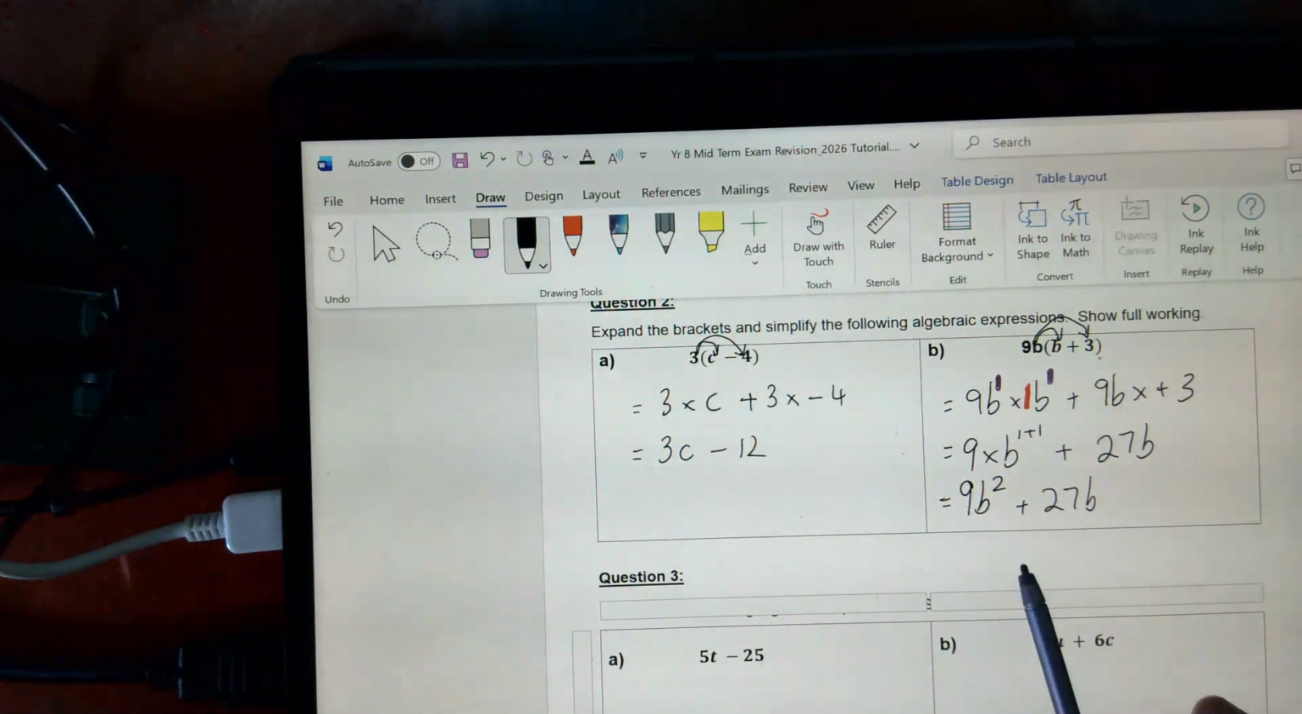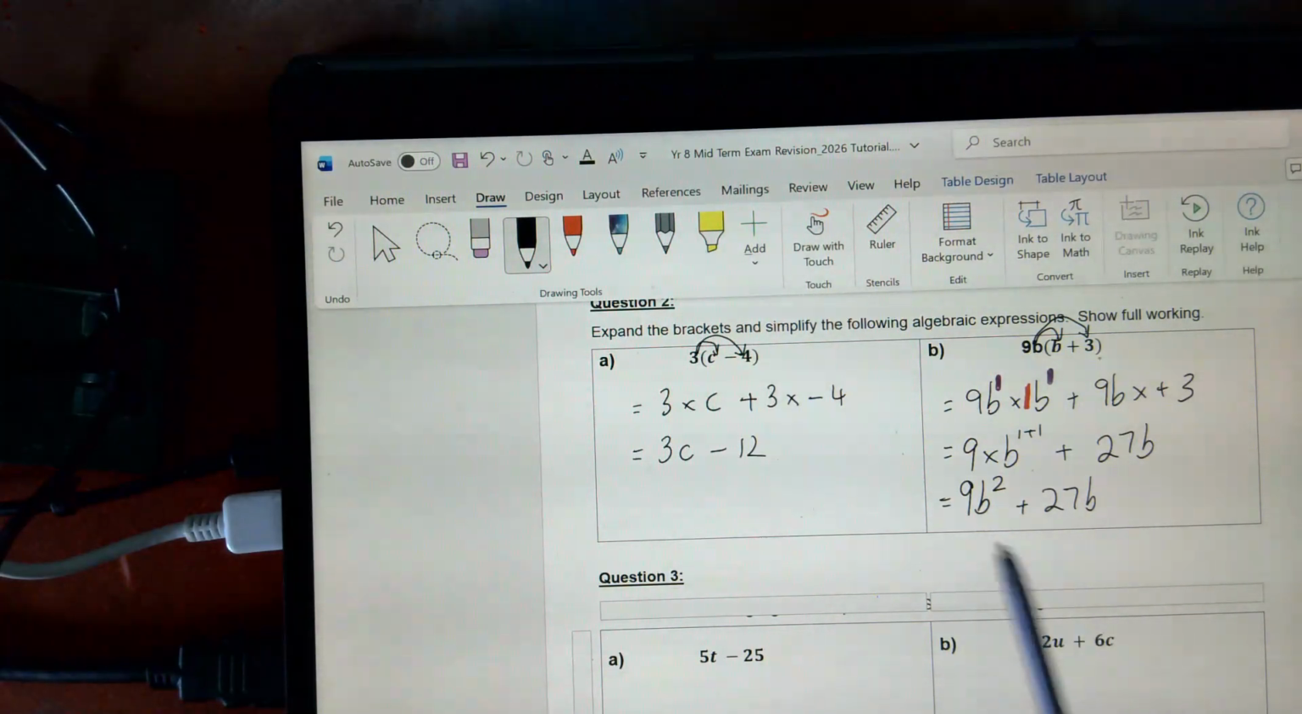Can we add these two terms together? And the answer is no, because b squared and b are not like terms.